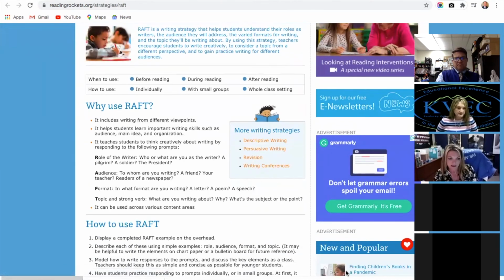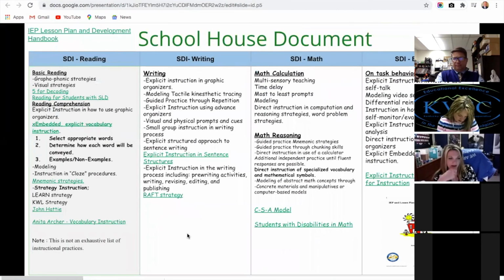So the R is, what is the role of the writer? Are you writing it in first person as yourself? Is it going to be as a soldier, a president? What is the role of the writer? The audience, who are you writing it to? Because when you're teaching that writing process, that's important. They need to know who they're writing it to, and then the format that they're using, and then their topic. So that's just an example of how it helps.